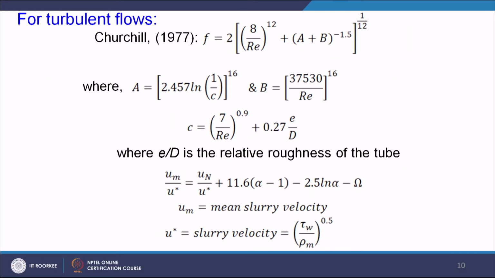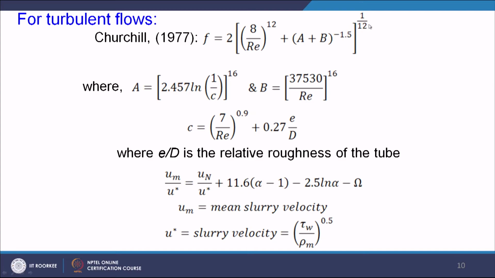In case of turbulent flow, we will be finding out that the famous correlation, Churchill's correlation, can be used for finding out the friction factor. So, Churchill has mentioned that f is equal to 2 into (8 by Re)^12 plus (A plus B)^-1.5, and overall to the power 1 by 12.